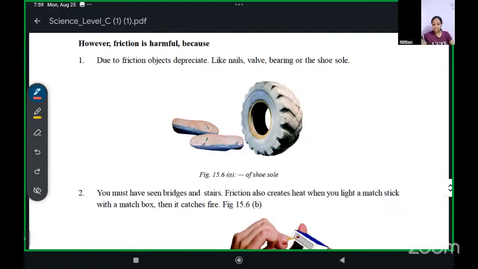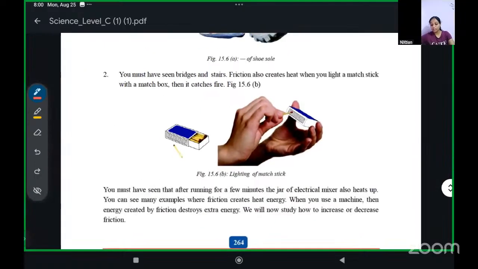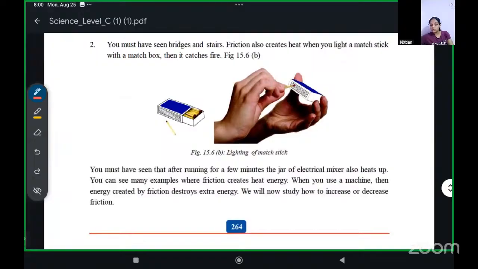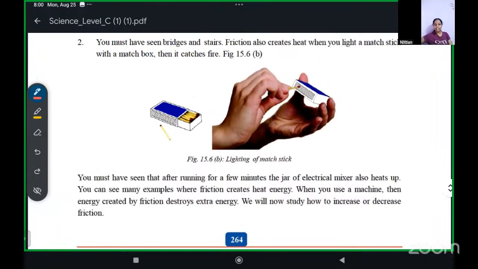Friction also creates heat. When you light a matchstick with a matchbox, it catches fire. Friction can produce heat. You must have seen that after running for a few minutes, the jar of an electrical mixer also heats up. So we can say that friction also creates heat energy. When you use a machine, the energy created by friction destroys extra energy. You'll now study how to increase or decrease friction. So friction creates heat. Hope this is clear.